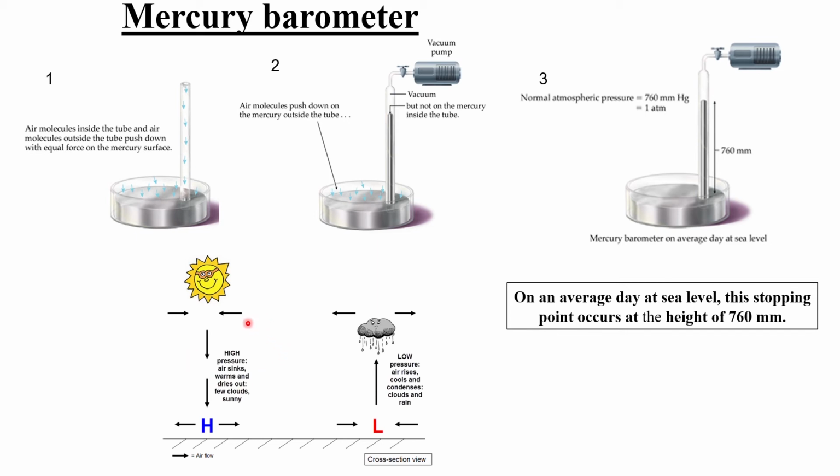High pressure systems typically have light clouds or no clouds at all, and indicate fair weather without any rain. In regions of low pressure, the air rises, and as it does, the air cools and clouds form from the humidity in the air. So, low pressure reflects a rainy or cloudy day.